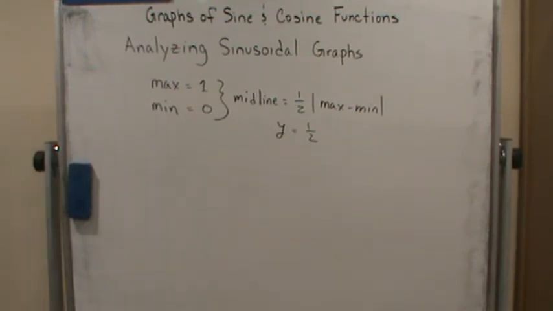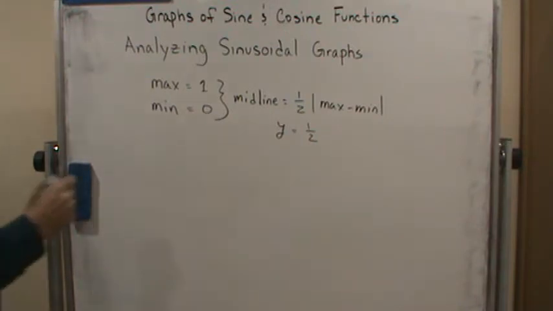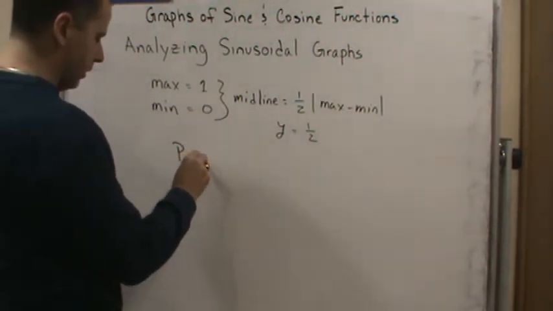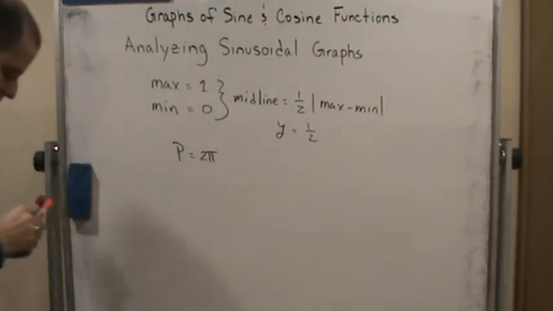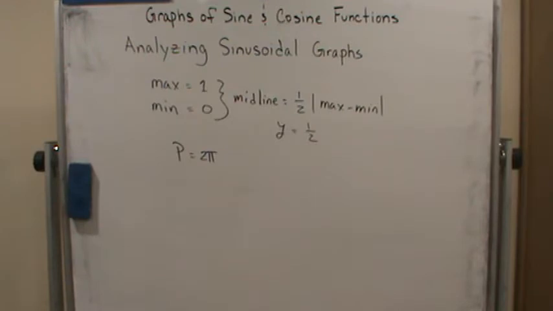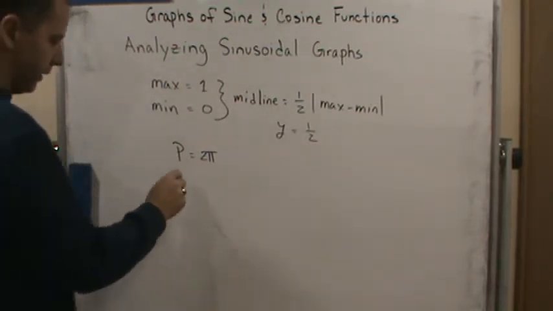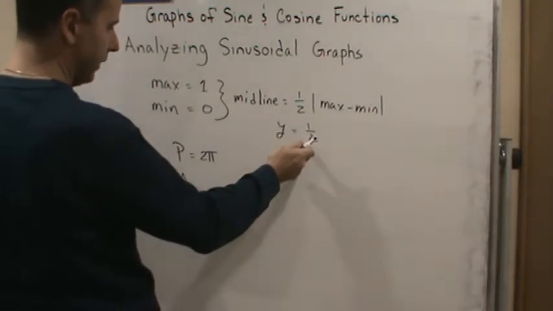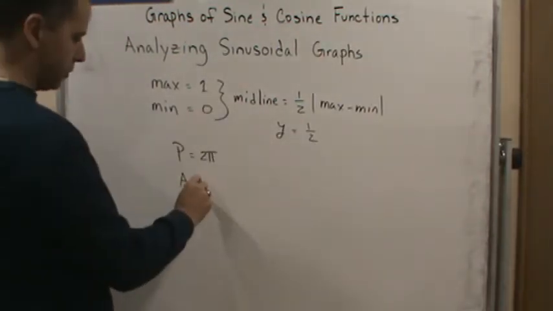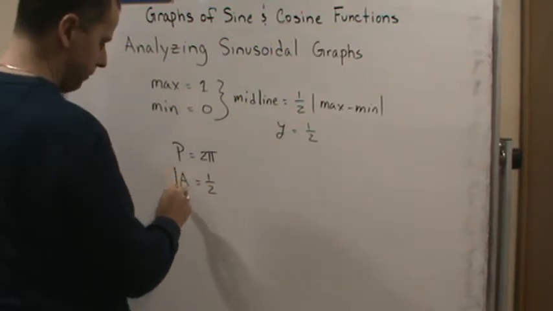Now, to find the period, we see that if we start at 0, the period is 2 pi. Because if we start in a valley and we go until we get to the next valley, we go from 0 to 2 pi, and we end up right back where we started from. So we find that the period is 2 pi. And what about the amplitude? Well, the amplitude is the distance from the midline to the maximum point. So the amplitude in this case is 1/2, right?